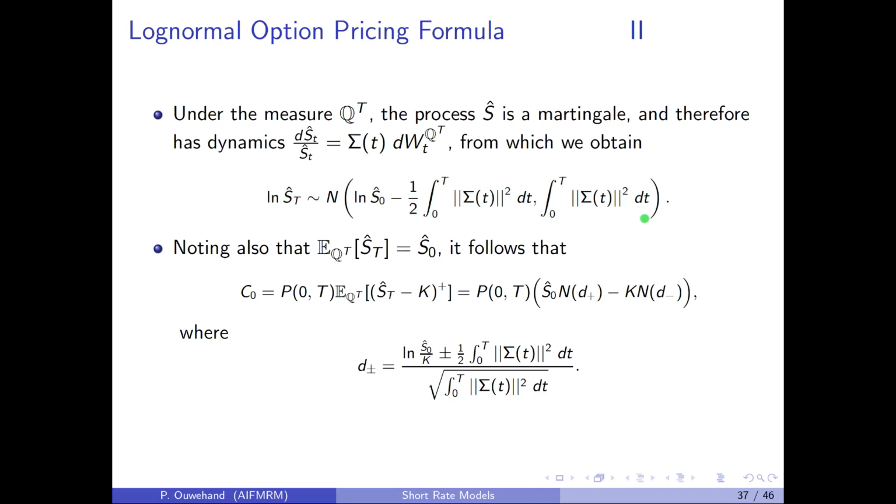I repeat again that the log-normality here follows from the fact that the volatility matrix is assumed to be deterministic. Now, by the martingale property, it also follows that the Q_T expectation of S hat at time capital T is just S hat at time 0, and therefore we obtain the following expression for the value of the call, where d plus and minus take the following form. Now we can replace S hat by its definition. S hat is S over the T bond, and thus we obtain the following result.